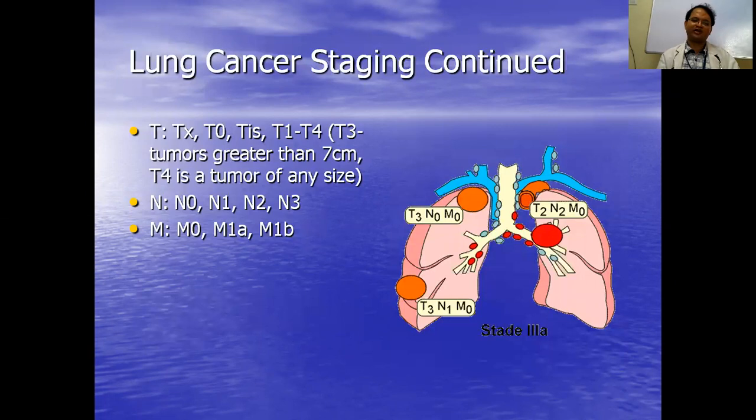In the tumor, there will be TX, tumor indeterminate; T0, no carcinomatous lesion visualized; T is, tumor in situ; and T1 to T4. In nodal, it ranges from N0 to N3, and in metastatic, it ranges from M0 to M1.